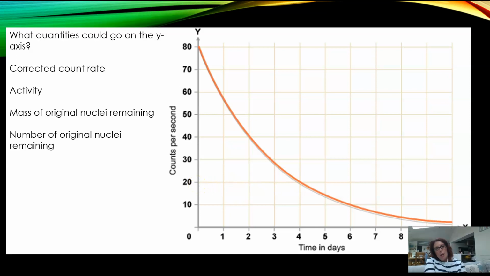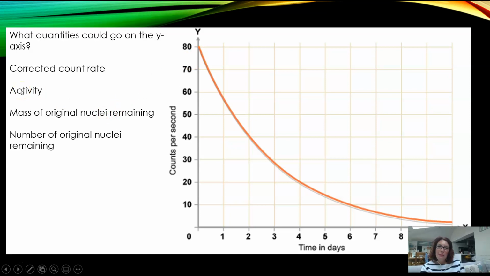So you can have loads of things on this y-axis. So this is counts per second. Okay. You can also have the corrected count rates. That would be taken off the background radiation. So that would follow pretty much the same thing. It would just be slightly lower because you'd have less counts.